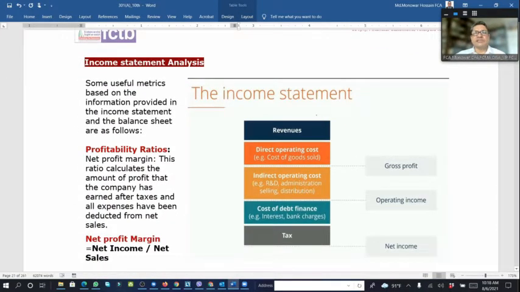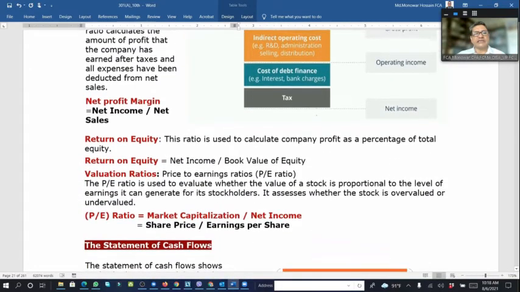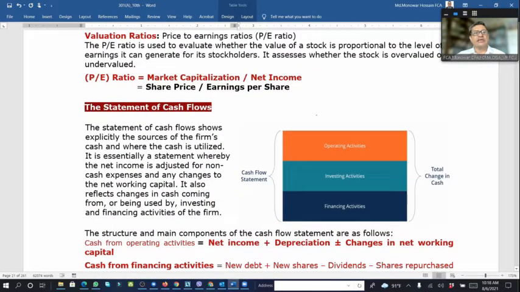And if we see income statement analysis, here we see gross profit, operating income, net income, and those types of ratios we are using. And for cash flow, we know there are three activities: operating, investing, and financing.